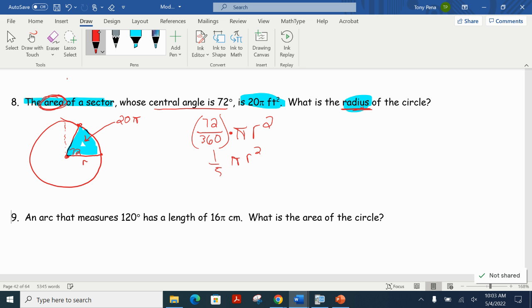Of that full circle is equal to 20 pi. Okay, so we could have 5 more pieces of pi like this. I don't know if I can sketch this in perfectly. 1, 2, 3, 4, 5. Perfect. We would have 5 of those.